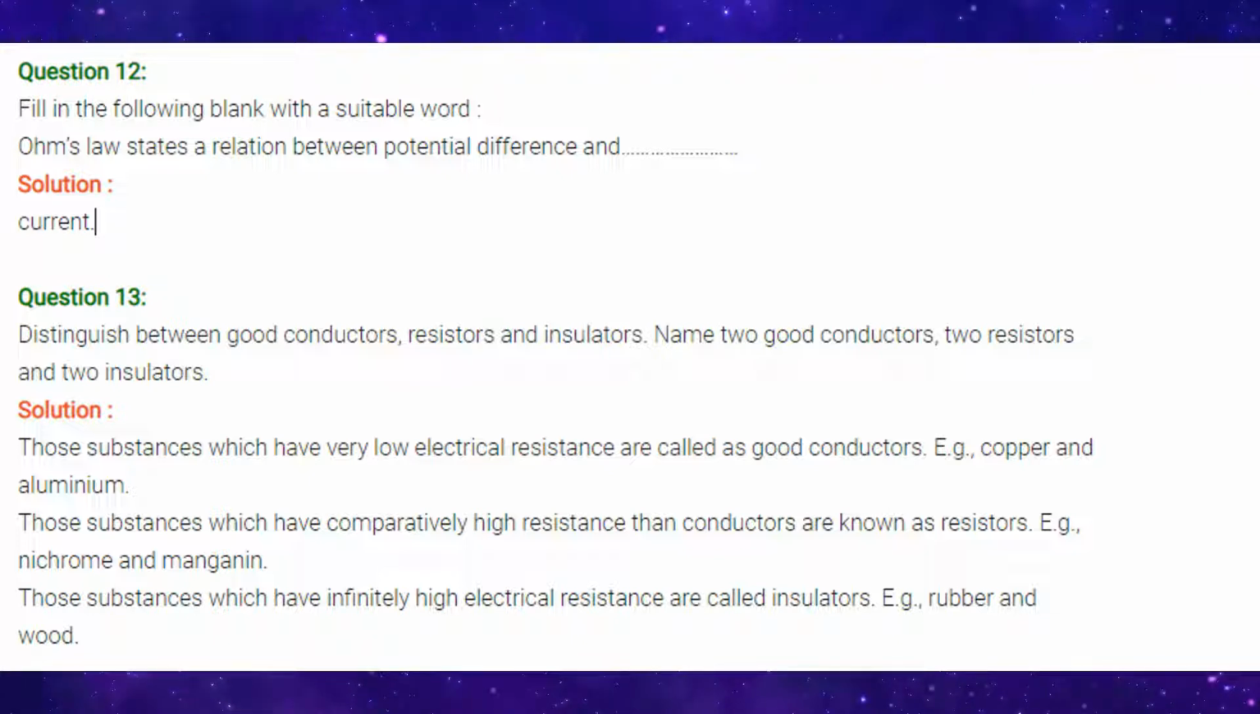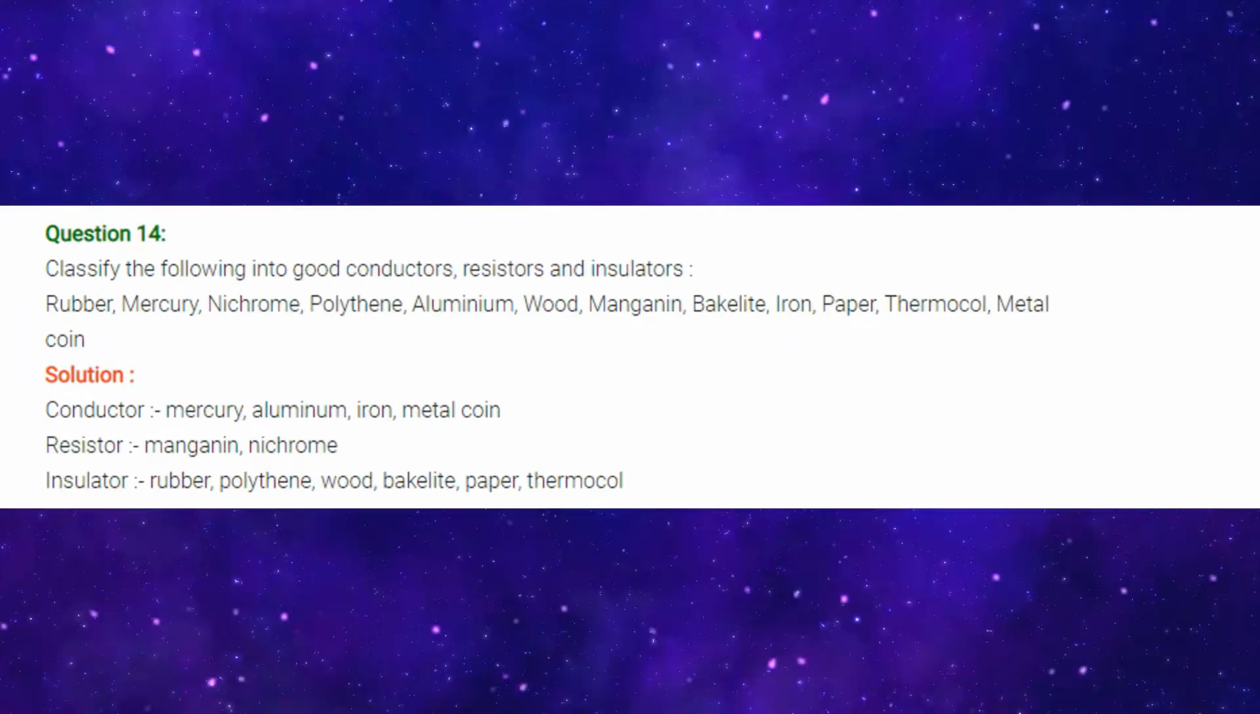Question 13. Distinguish between good conductors, resistors and insulators. Name 2 good conductors, 2 resistors and 2 insulators. Solution: those substances which have very low electrical resistance are called good conductors, e.g. copper and aluminium. Those substances which have comparatively high resistance than conductors are known as resistors, e.g. nichrome and manganese. Those substances which have infinitely high electrical resistance are called insulators, e.g. rubber and wood.